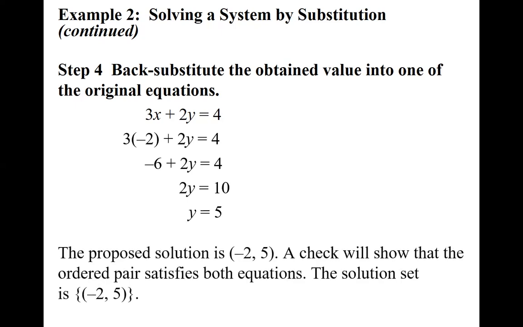Thus, a proposed solution is (-2, 5). A check will show that the ordered pair satisfies both equations. I leave that as an exercise to you. The solution set is (-2, 5). So if you want to go back and show that (-2, 5) works in both of the original equations, feel free to do so as some extra work.